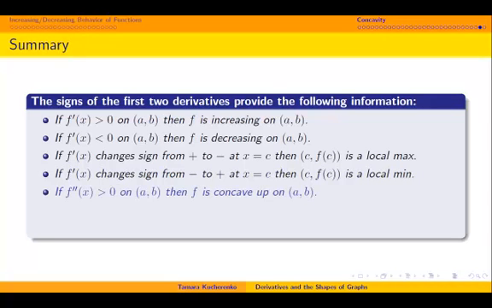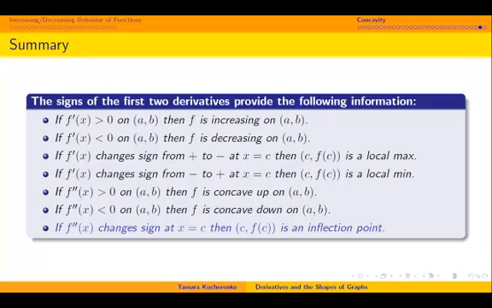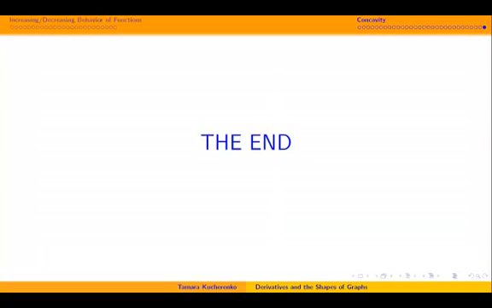If the second derivative f double prime is positive on interval (a, b), then f is concave up on this interval. If the second derivative is negative, then f is concave down. If the second derivative changes sign at x equals c, from positive to negative or from negative to positive, then the point (c, f of c) is an inflection point. This is the end of our lecture.